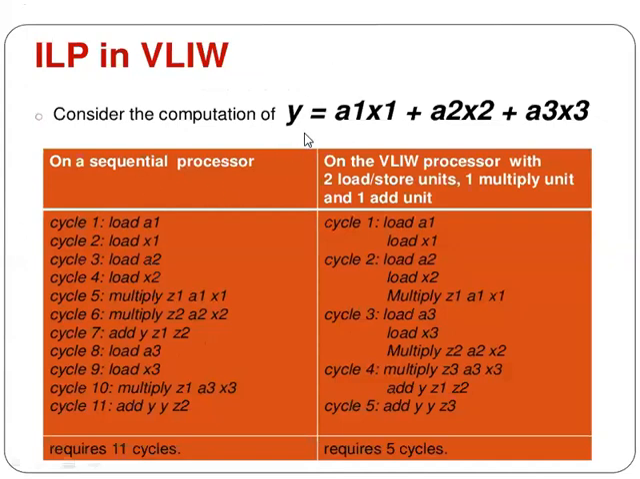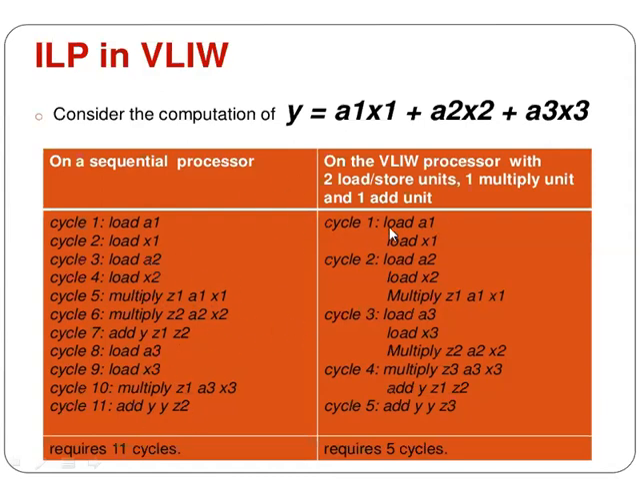Here it is: y = a1x1 + a2x2 + a3x3. On a sequential processor, how will it be? First, the data will be loaded completely. So a1 and x1, a2 and x2, we will multiply, then multiply again, then add both, then load a3 x3, multiply, then add. So in total it requires 11 cycles.